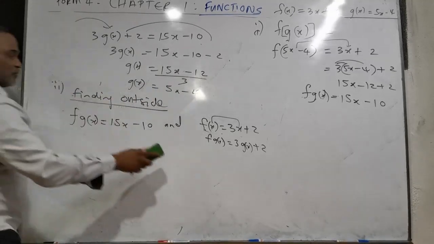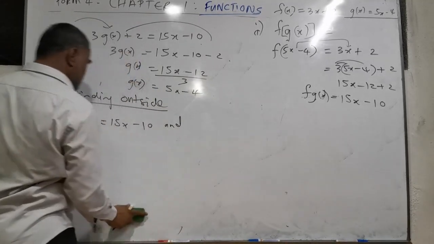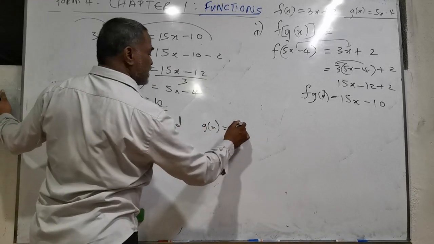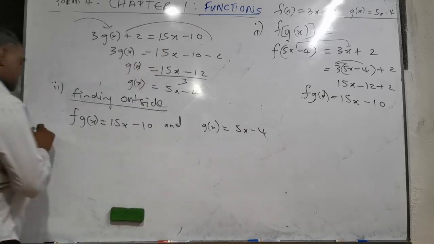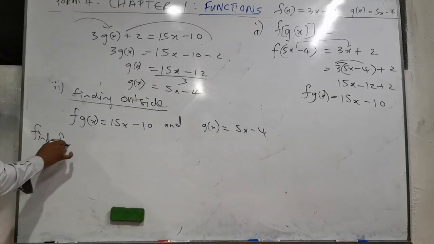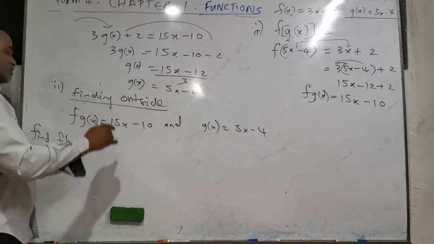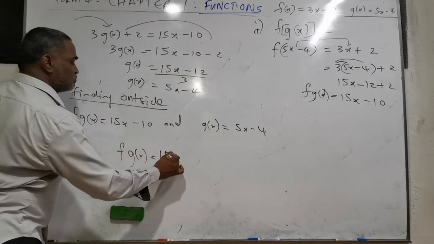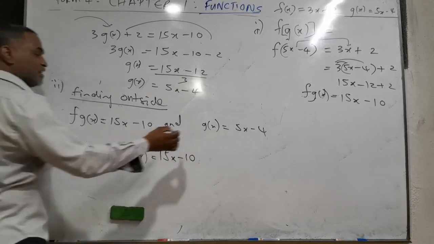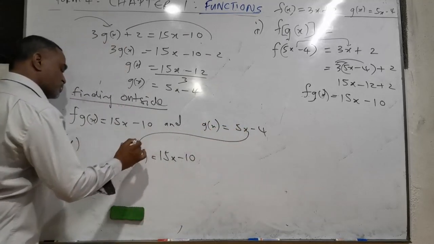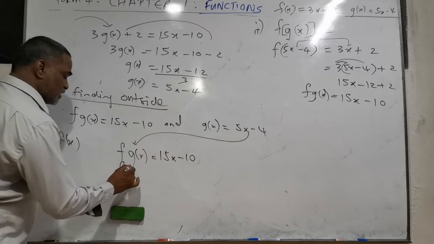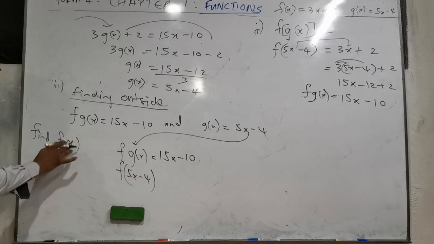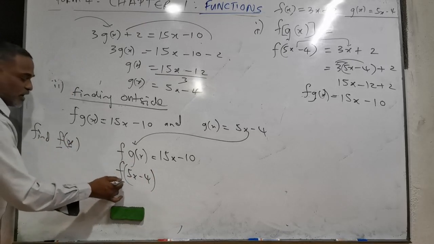So the information is easy. They give you g(x). g(x) is 5x minus 4. They ask, find f(x). So this method is easier than the first one. First you need to add the composite function here, 15x minus 10. Because g is 5x minus 4, you substitute here 5x minus 4. But now they want only f and x.